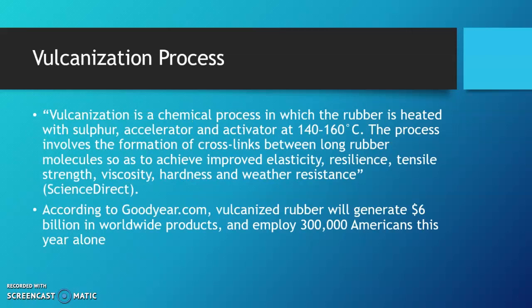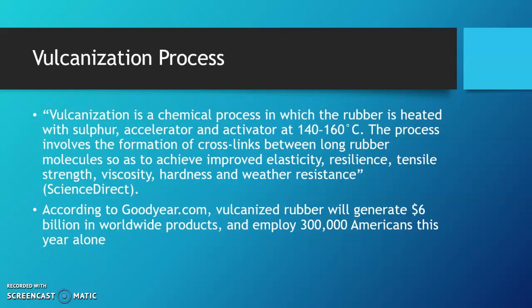So for the vulcanization process, I just chose a quote here that I think sums up the process very well. According to ScienceDirect.com, vulcanization is a chemical process in which the rubber is heated with sulfur, accelerator, and activator at between 140 and 160 degrees Celsius. That temperature varies based on the manufacturer. The process involves the formation of crosslinks between long rubber molecules so as to achieve improved elasticity, resilience, tensile strength, viscosity, hardness, and weather resistance.